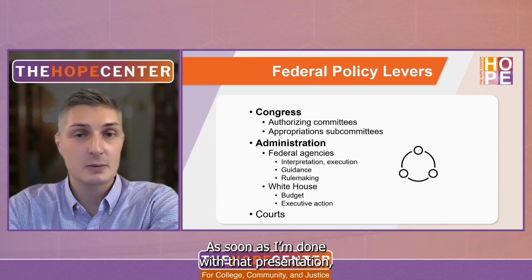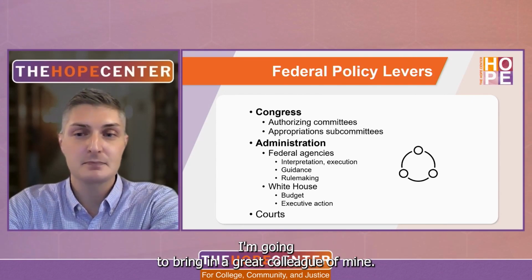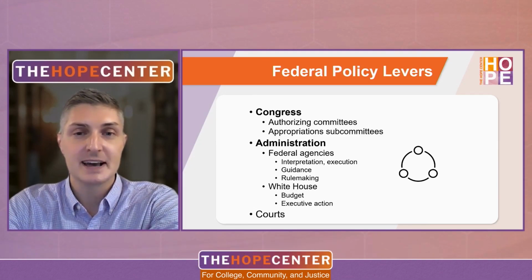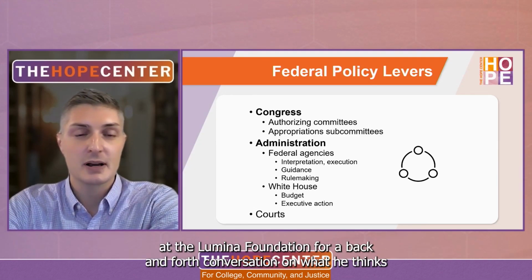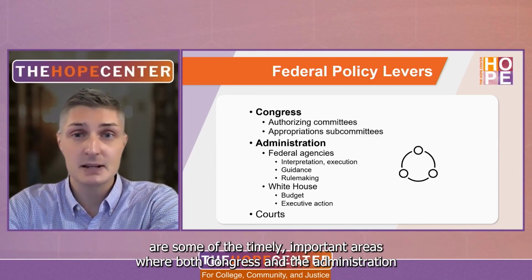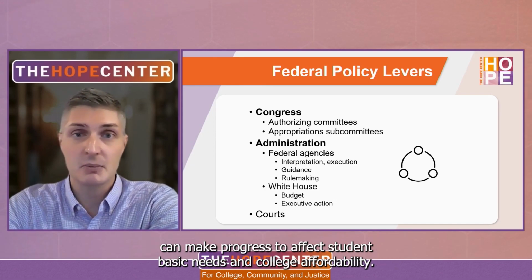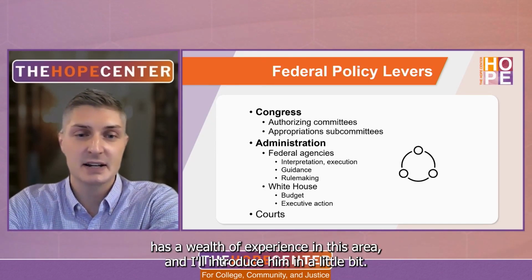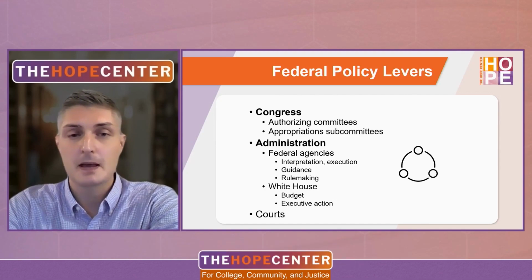As soon as I'm done with that presentation, I'm going to bring in a great colleague of mine, Ernest Ezeugo, who is a strategy officer for federal policy at the Lumina Foundation, for a back and forth conversation on what he thinks are some of the timely, important areas where both Congress and the administration can make progress to affect student basic needs and college affordability. He's someone who has a wealth of experience in this area, and I'll introduce him in a little bit.